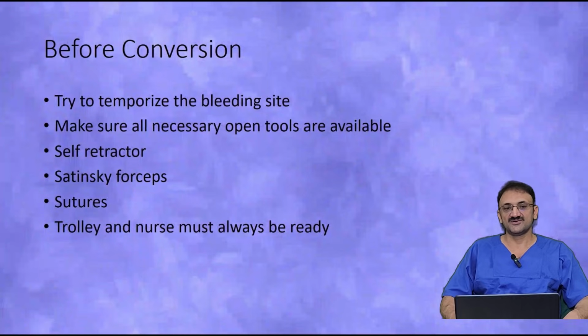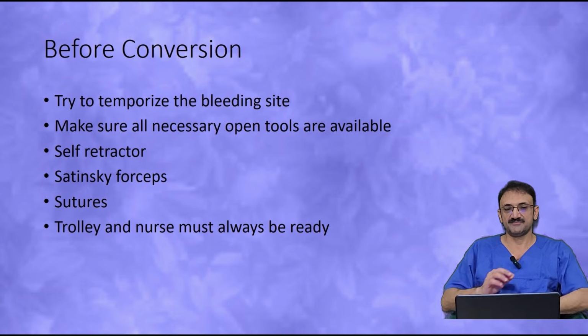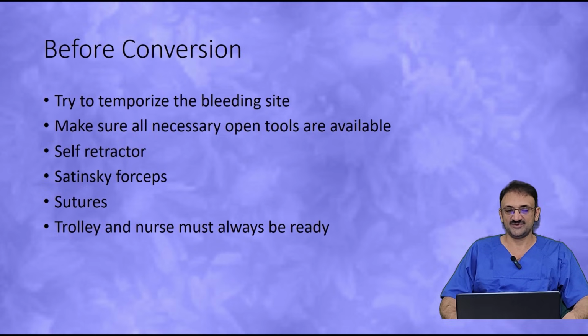So before converting, as I mentioned in the previous slide as well, you must temporize the bleeding site, because if you are not temporizing it, there is a pneumoperitoneum of 12 or 14 or 16, and you immediately open, and that pneumoperitoneum is suddenly released, that will lead to a sudden gush of blood. So that we need to prevent.